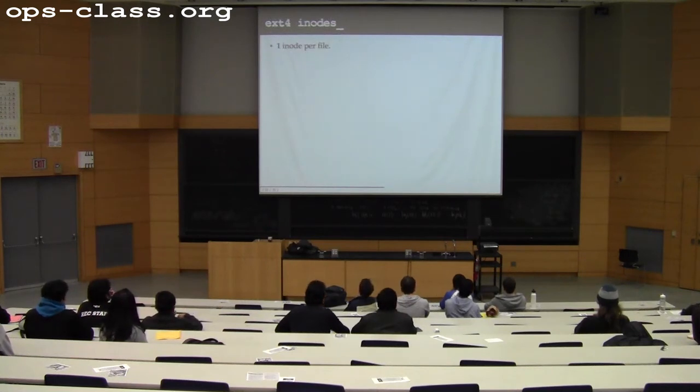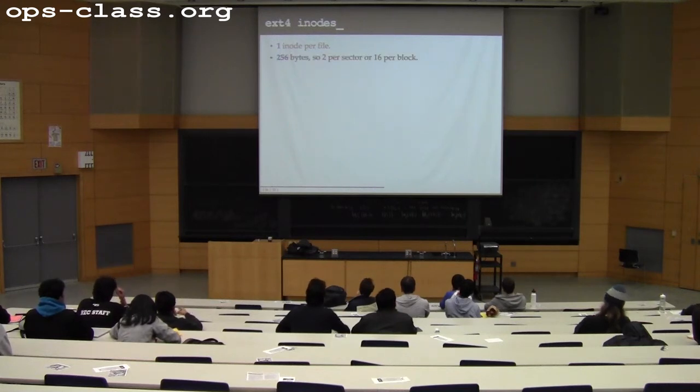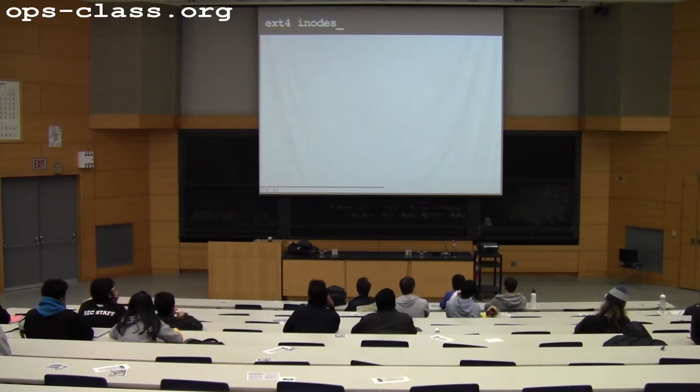Okay, so for ext4, I have one inode per file. That inode is 256 bytes, and so I store 16 in a block. Actually, the sector size that ext4 uses is 512. So I can store two of these in a sector, or I store 16 per 4K block.